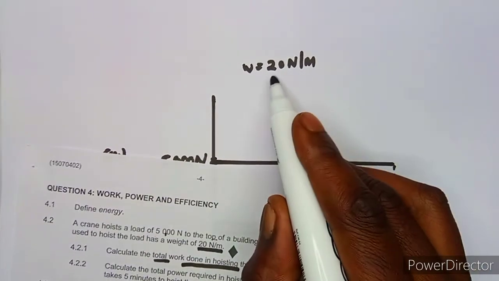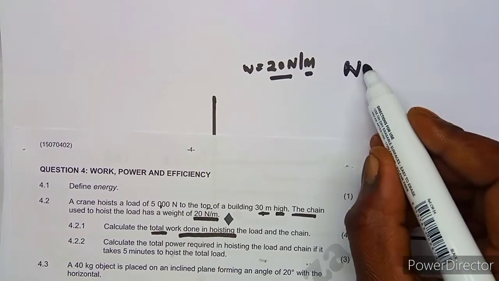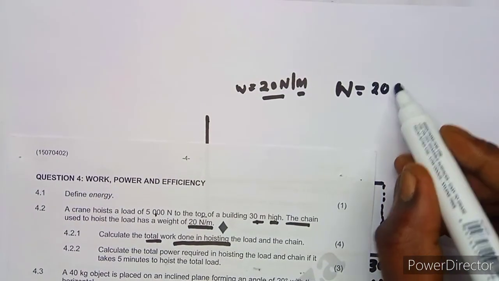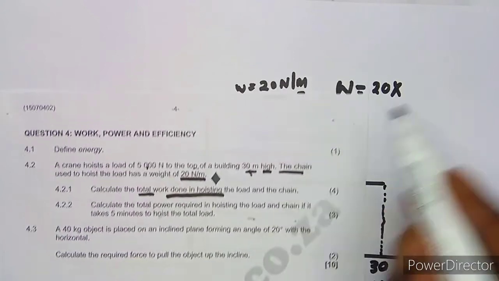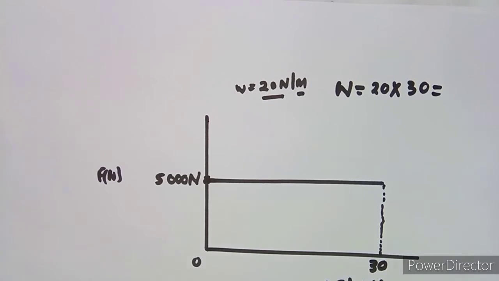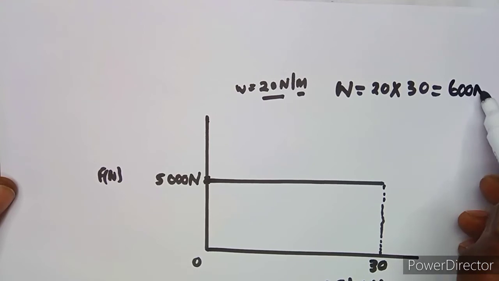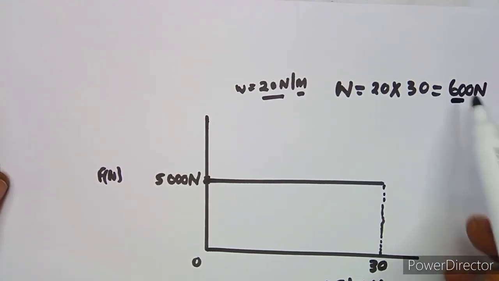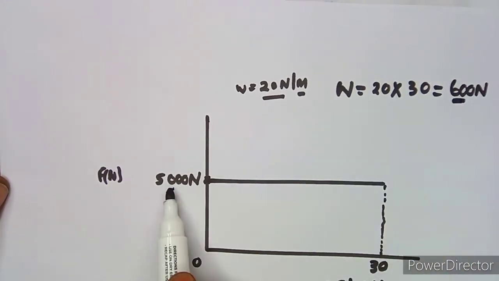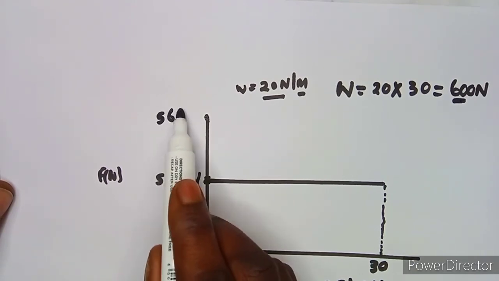So take note, we've got the weight of 20 Newton per meter and we've got 30 meters, so we're going to multiply to calculate the actual value of the weight, which is 20 Newton per meter times the distance that we are given, which is 30. So if we multiply 20 times 30, that is going to give us 600 newtons. We know that this 600 is the one that we are going to add to 5,000. So we're going to add 600 plus 5,000, so that we obtain 5,600.